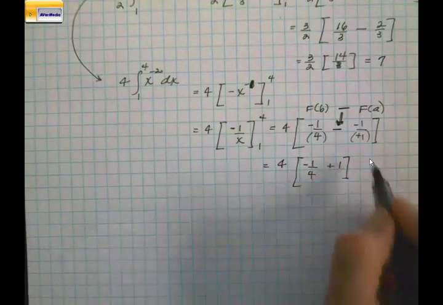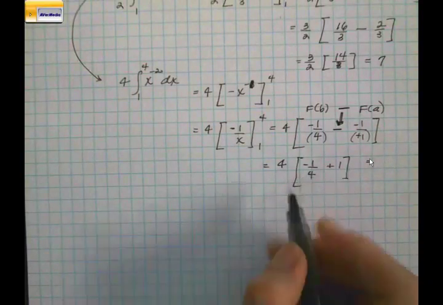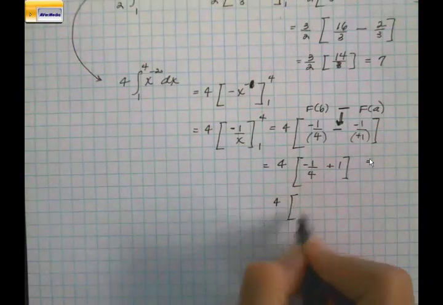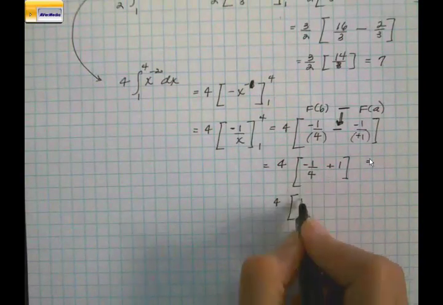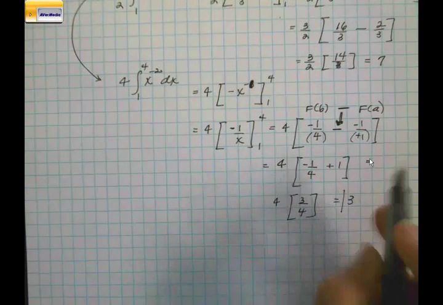So does this equal 3? This should be negative 1/4 plus 4/4. Right, a negative 1/4 plus 4/4, which is 3/4. So this equals 3. Whoops, I shouldn't square it off.